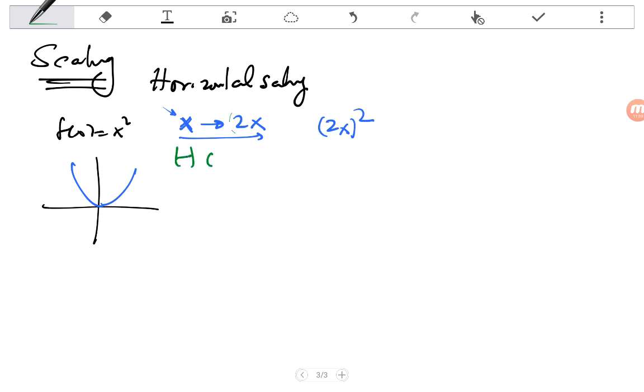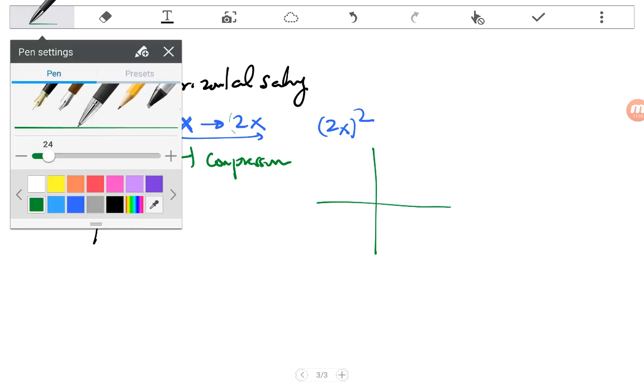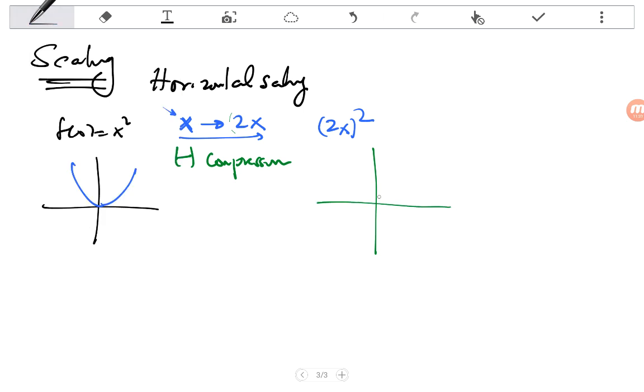So this is called horizontal compression. So what will be the new graph of the function? It will be something like this. It is compressed like this. The compression is about the y-axis.